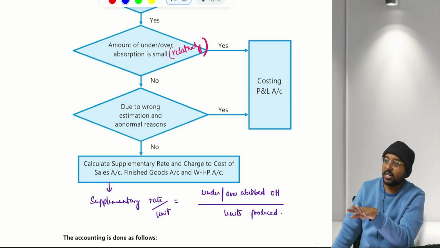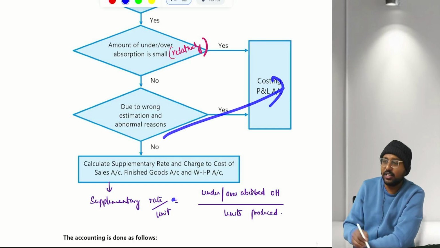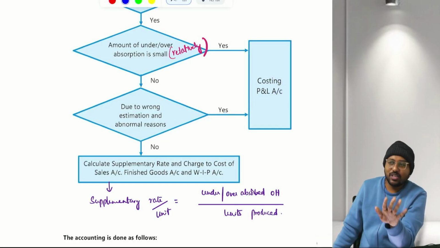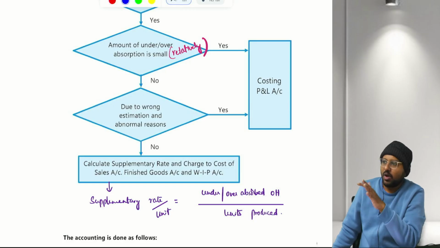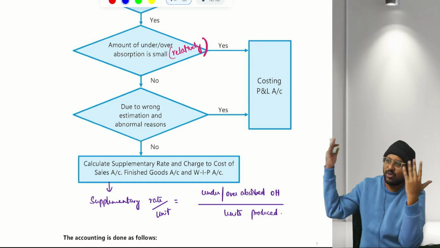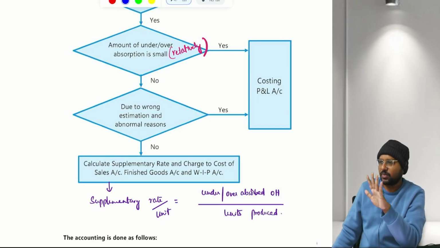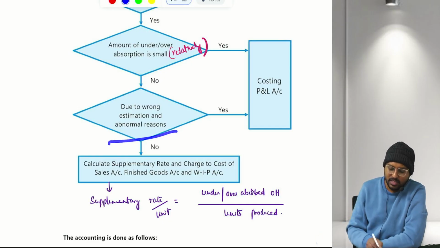So here students get confused, thinking, sir, it is a normal reason, yet he is taking it to costing P&L account. He is not actually taking it to costing P&L account. He is taking it to what? Cost of sales, and that is there in costing P&L account. Are you able to get me? Even some of the faculties don't have clarity on this one. They teach it in a wrong way, saying it should be taken to costing P&L account because it is sold. That's not the point over here.